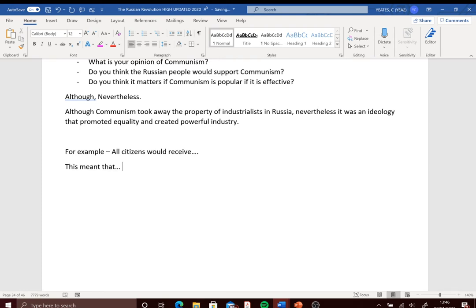Well, this meant that. I might say if all citizens receive healthcare, received free travel, this meant that equality in communist countries was, how can I word that? So equality in communist countries was a high priority that led to a clear removal of hierarchy.